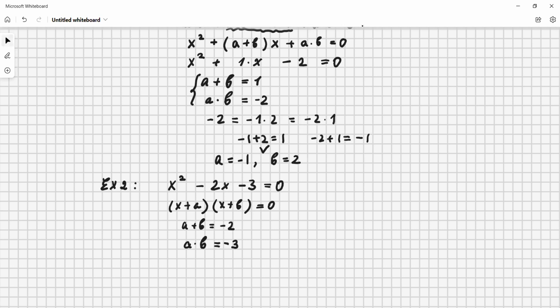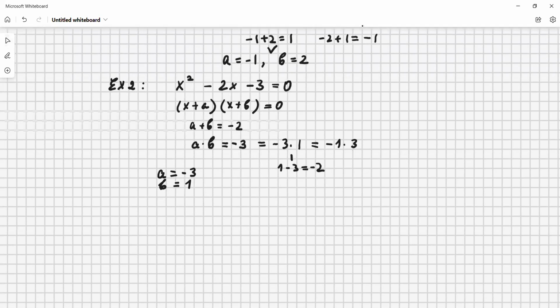We are lucky, there are not too many products which give -3, right? It's -3 by 1 or -1 by 3. So which one is going to give us -2? Let's just add up. 1 minus 3, that's -2. So we set a equals -3 and b equals 1. And our factored form in this case is going to be (x minus 3)(x plus 1). It's supposed to be plus a, but because a is -3, we have x minus 3, and x plus 1, equals 0.